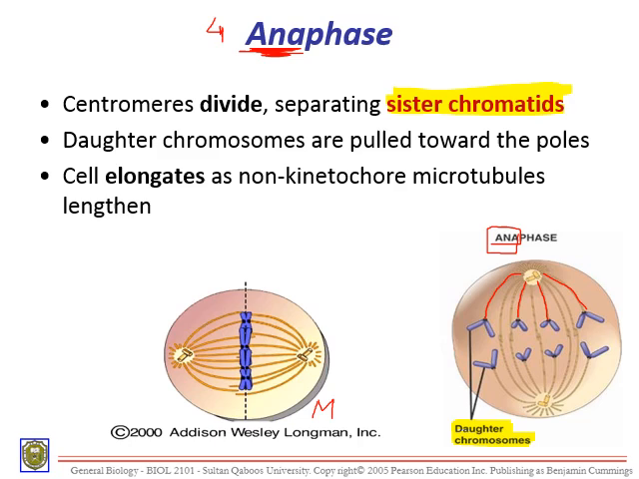kinetochore microtubules. What's the function of kinetochore microtubules? It is to pull the sister chromatids to opposite poles of the cell. So these are going to be pulled upwards and these are going to be pulled downwards. What's the thing that pulls them away? It's the kinetochore microtubules.